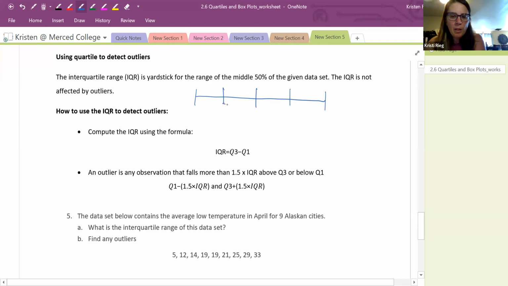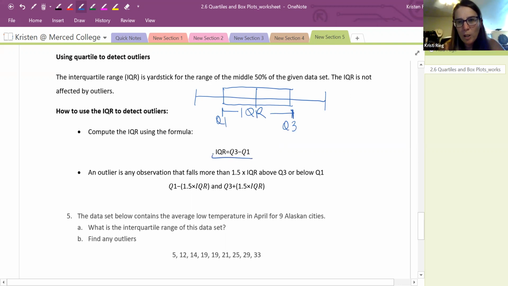And what we have in the middle here, this is our IQR. It's that distance from Q1 to Q3. So to calculate the IQR, since it's that distance, we're just going to subtract Q1 and Q3. And then the definition of an outlier is stuff that falls more than 1.5 times the IQR above quartile 3. So I'll do 1.5 times the IQR and add it to quartile 3. Or 1.5 times the IQR below, or subtracted from, quartile 1.